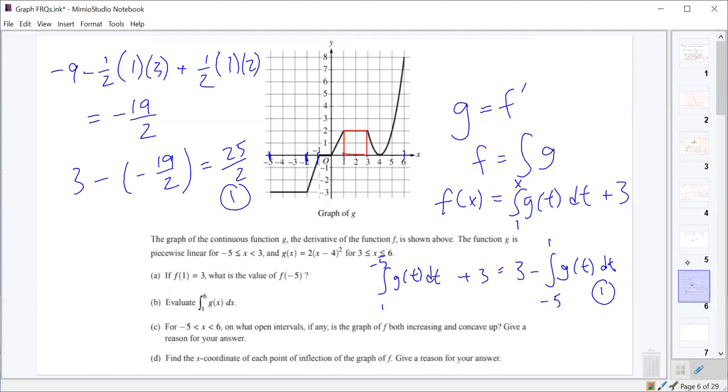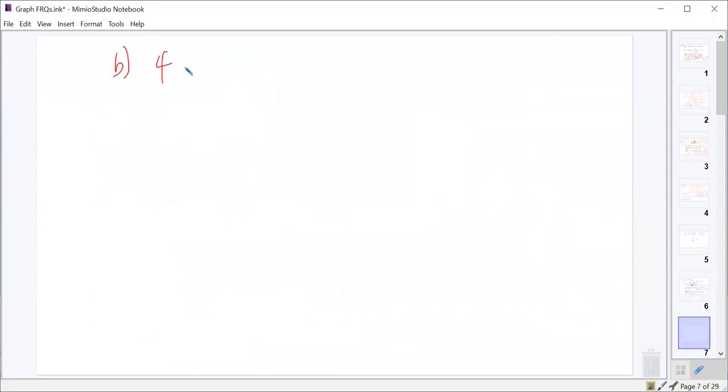And then the second thing that we'll do is the area underneath this parabola. So we're looking for the integral from 3 to 6 of g of x, right? Well, that's 2 times (x minus 4) squared. So the integral from 3 to 6 of 2 times (x minus 4) squared. And that should be our answer for B once we evaluate that.